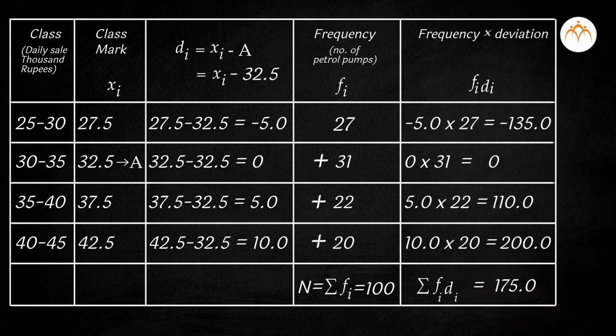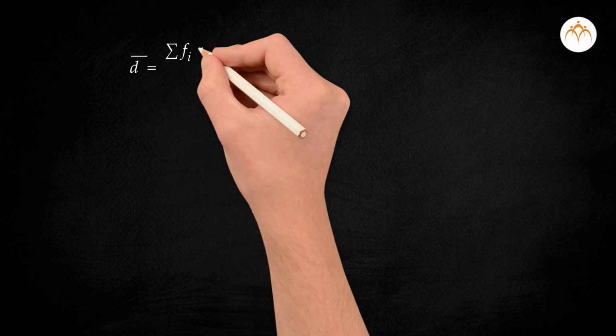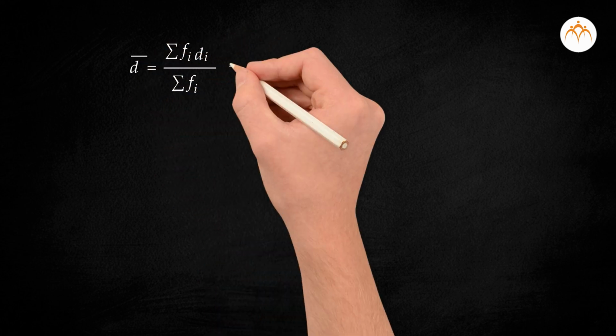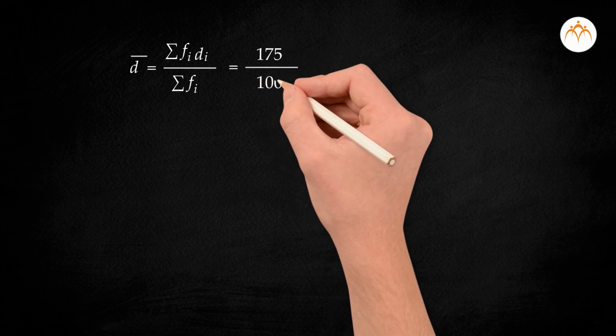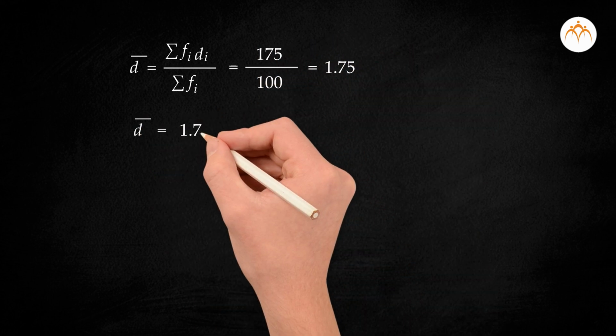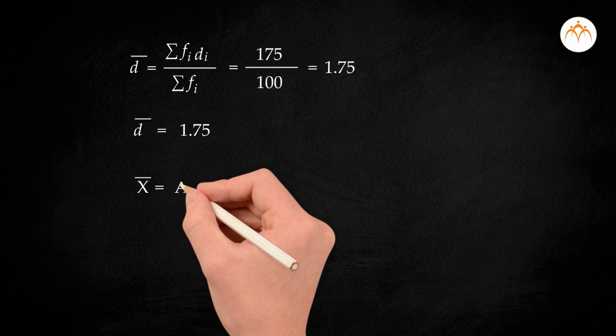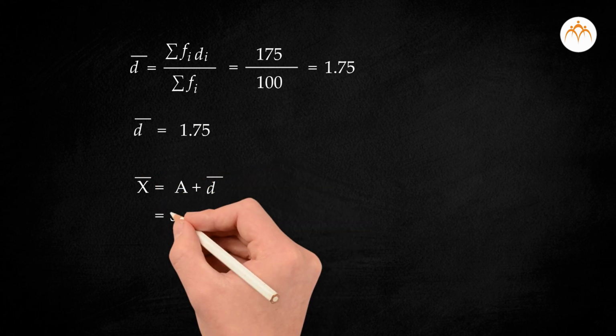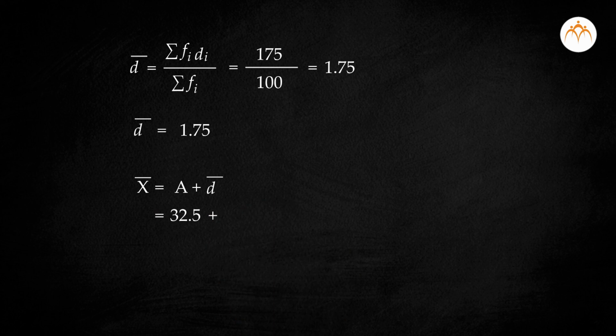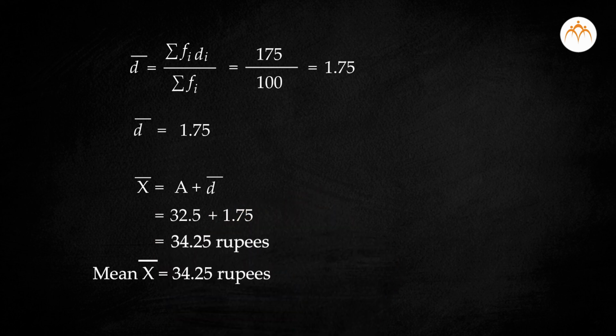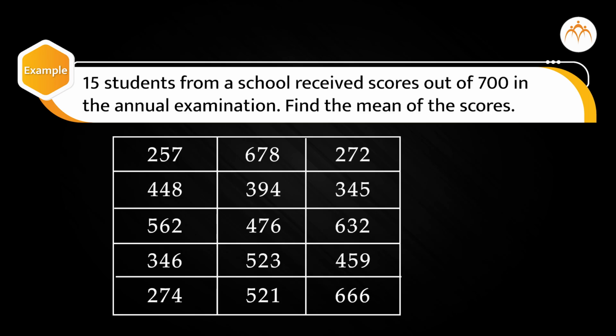Now fill in the values in the formula to find out the mean. D bar is equal to summation fi di divided by summation fi, that is 175 divided by 100 equal to 1.75. Therefore, x bar is equal to A plus D bar equal to 32.5 plus 1.75 is equal to 34.25 rupees. Therefore, mean x bar is equal to 34.25 rupees.